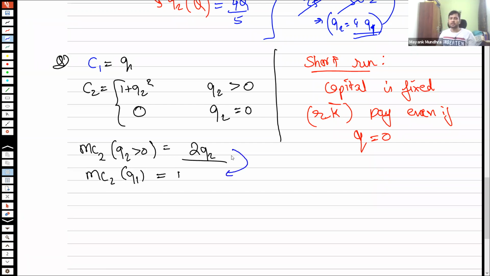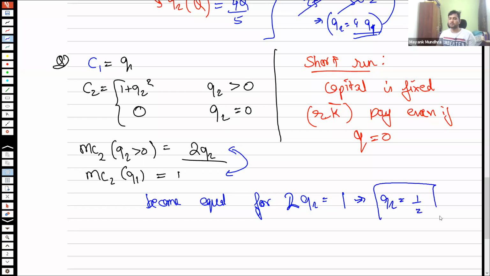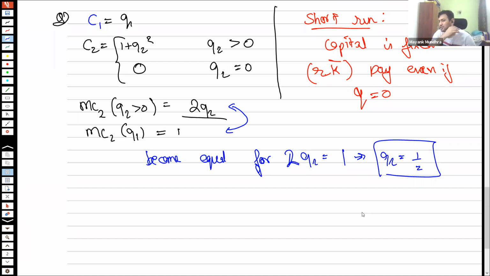So these two things become equal for Q2 equals 2Q2 equals 1, which implies Q2 equals 1 by 2. Okay, so let's consider a simpler situation wherein you have no fixed cost. Assume this fixed cost is not present. So forget this fixed cost for now.